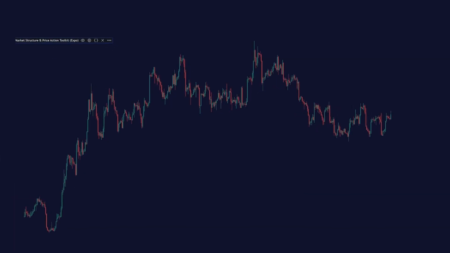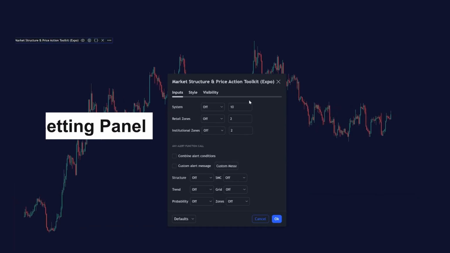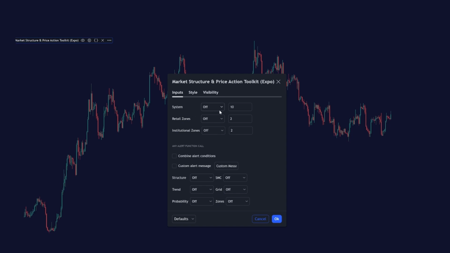Alright, let's go to the setting panel and it looks like this. We have the systems in the first row. You can select market structure and grid and adjust the sensitivity. We have the retail zones. We have the highs and lows and the confirmed highs and lows, and you can set the sensitivity. We have the institutional zones, which are the supply, demand and order blocks, and you can set sensitivity for those levels as well. And you can also see that we have an alert function in this indicator as well. I will cover this feature in a separate video.